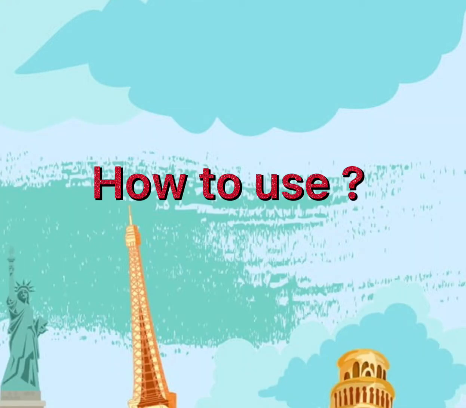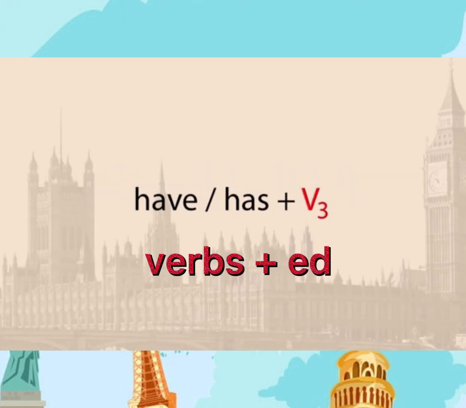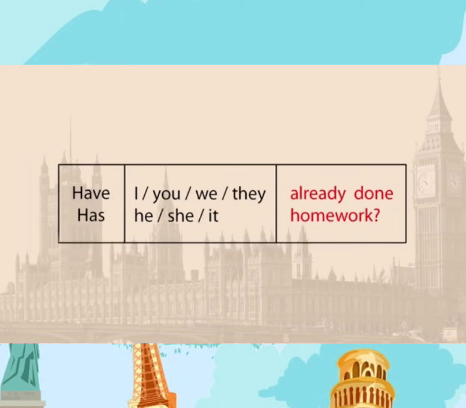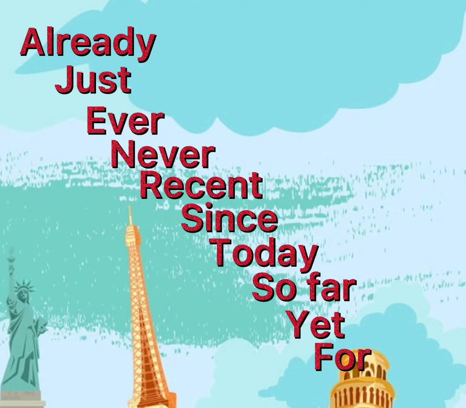I hope that you understand when to use the present perfect. And now I will explain how to use the present perfect. Listen attentively. Present perfect is formed with the help of the auxiliary verb have or has, and the third form of irregular verbs, or you add ed to regular verbs. The negative form is formed with the help of not: haven't, hasn't. The interrogative form of the sentence is made with the help of auxiliary verbs. Present perfect is used with adverbs such as already, just, ever, never, recently, since, today, so far, yet, for.